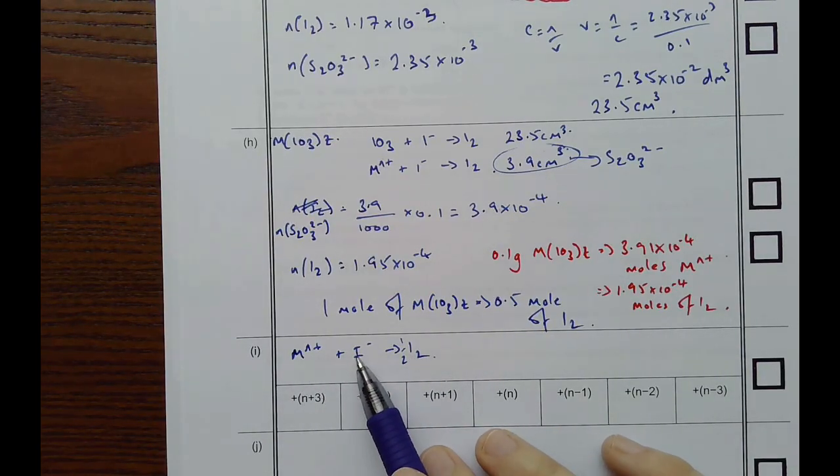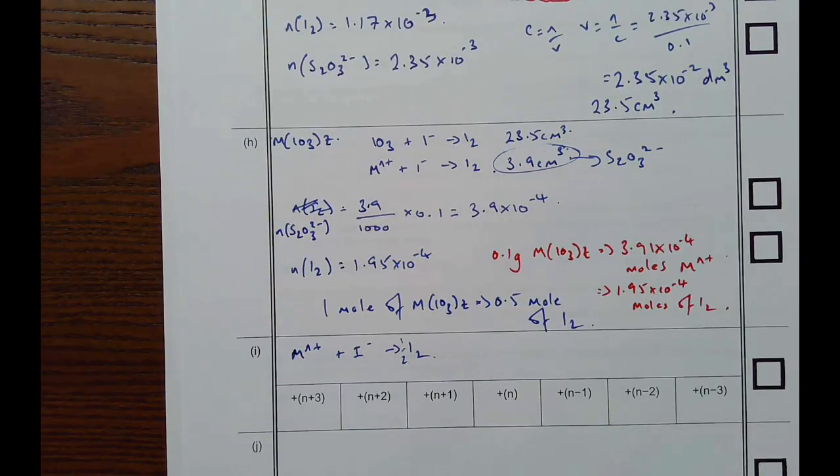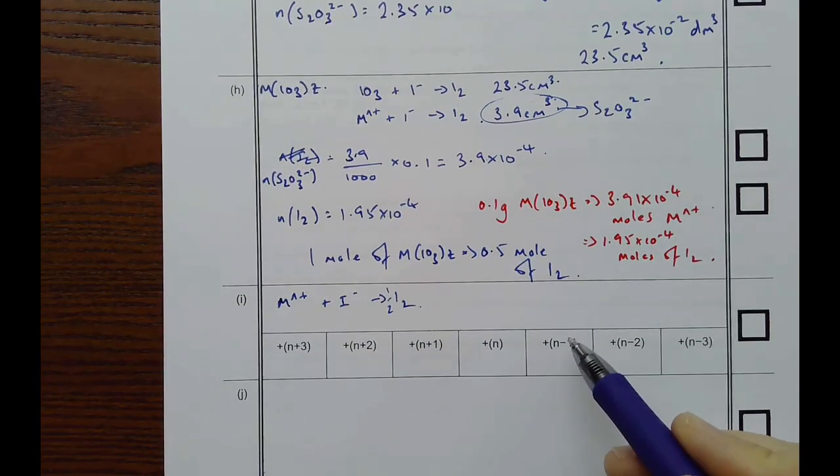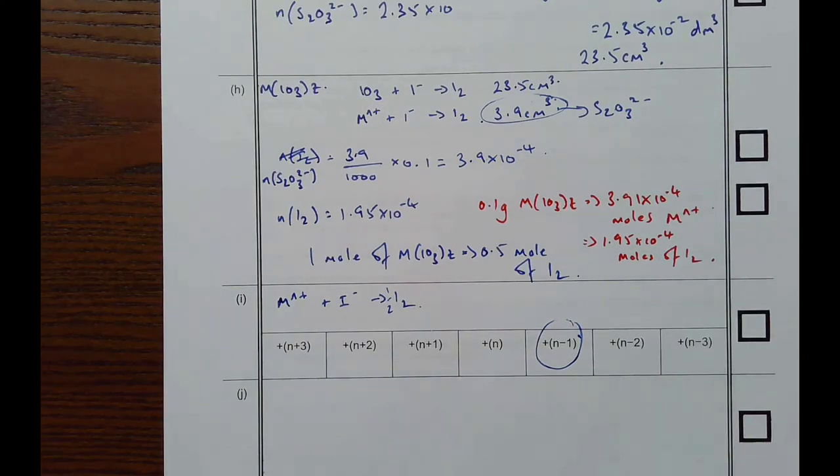So here, this iodide is oxidized, so it loses 1 electron, which means that this must gain 1 electron. So the answer is, if it's going to gain 1 electron, it's just going to go down by 1. Okay.